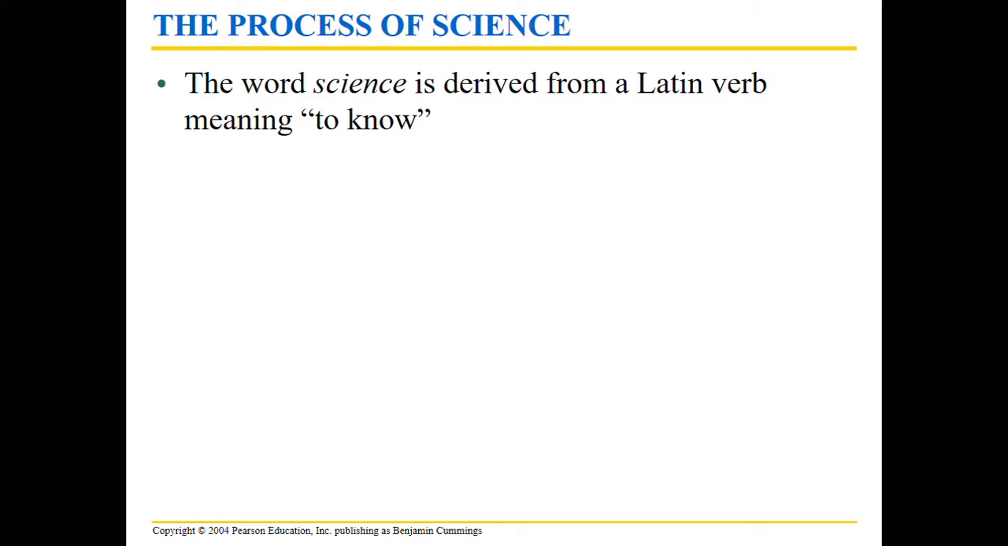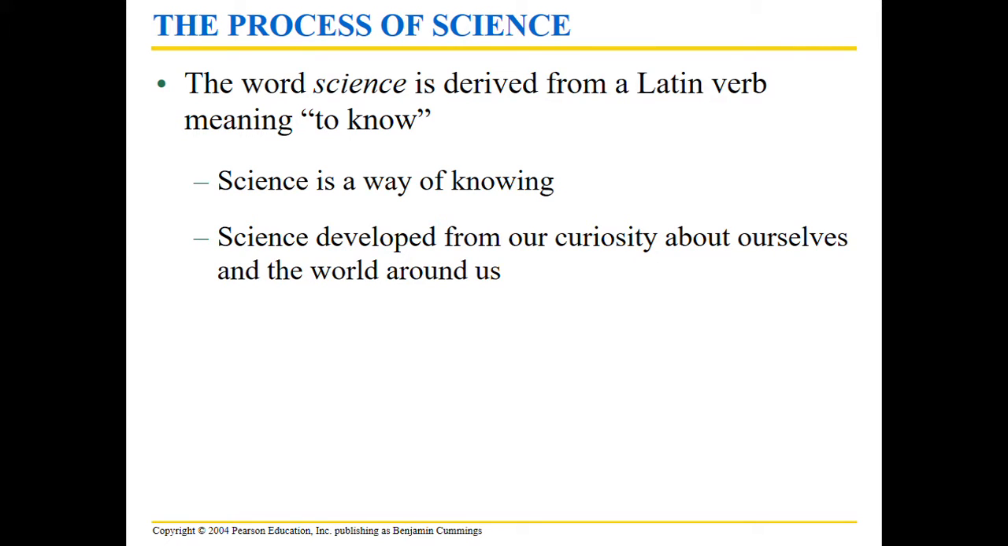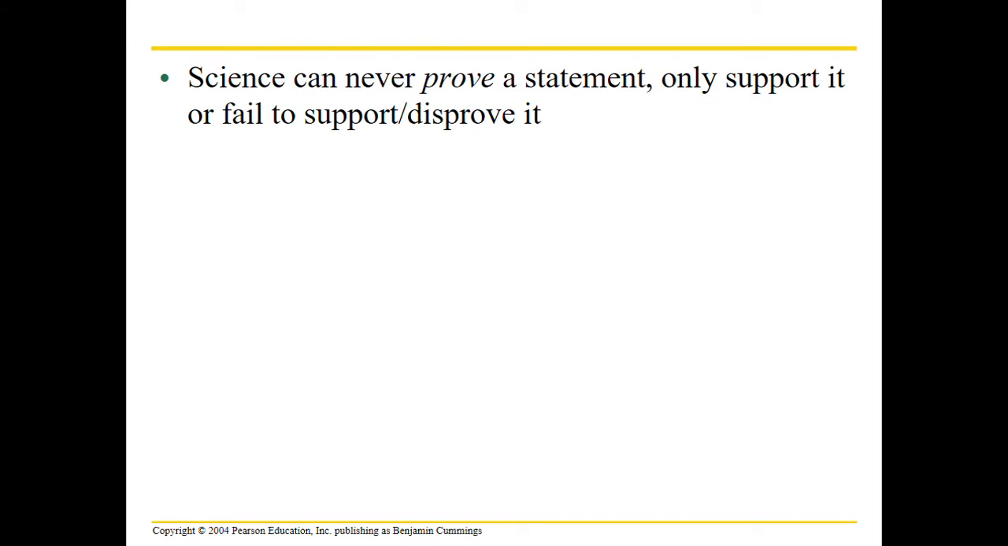All right, so process of science. Science is from a Latin verb meaning to know. Knowledge is key. The science is a way of knowing. It's developed from our curiosity about ourselves and the world around us. It's been around forever, from Aristotle to Plato to all of those big names that you think of. They were all people who had a natural curiosity about the world around us and what's happening.